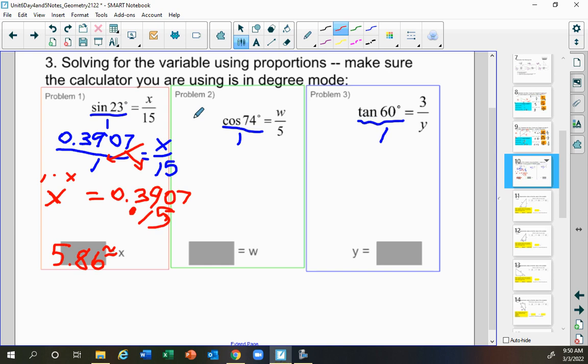Okay, so let's figure it out. What is that number? 74. Well, cosine of 74. It's going to turn into a decimal. Who can tell us what that decimal value is going to be? 0.2756. 0.2756. All right. It's going to be point 2756.